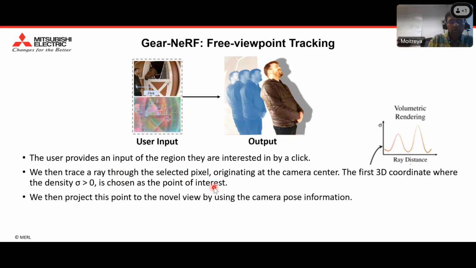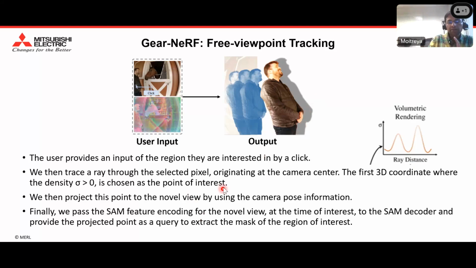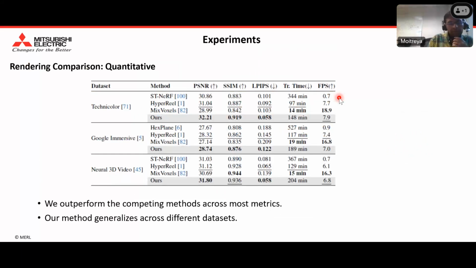And so once we get this 3D point which has a reasonably high density, we project this 3D point into the novel view using standard camera pose, epipolar geometry. And once you get the rendering of this point in the novel view, you can probe the SAM model using this point, and SAM can then spit out a segmentation mask of the object of interest. And so that's pretty much it. And so on to experiments, I guess.